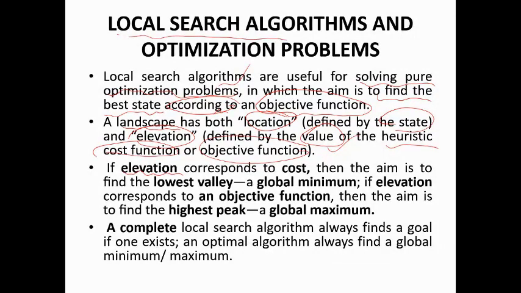So if the elevation corresponds to the cost, let's say we are thinking about the next state in terms of the cost, then our aim should be to find the lowest value, the global minimum. Low value, minimum, is the most effective way to find. Then the aim would be to find the highest peak, or the global maximum, but that is not our rule in this algorithm. So we are always thinking about the lowest, not the highest.